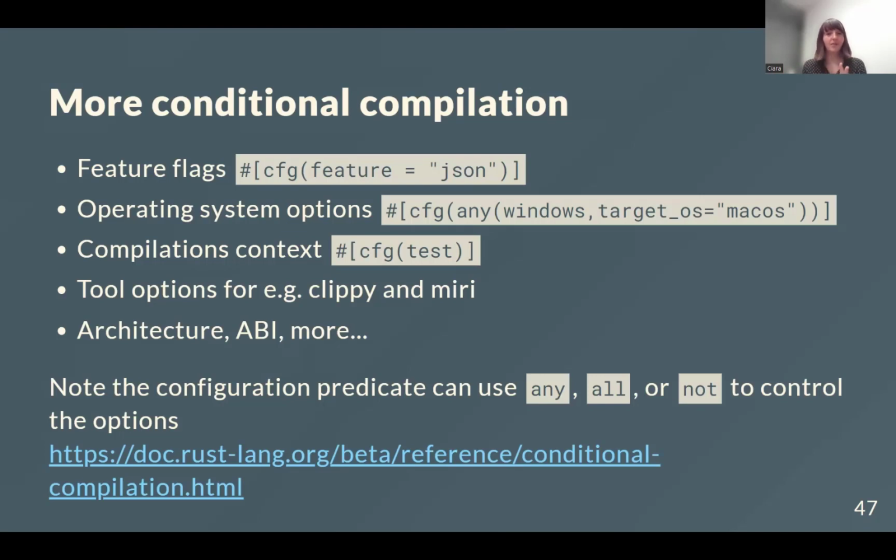And each of those is kind of a configuration predicate. So in this second example for operating system options, you see how it says any of Windows or target OS, Mac OS, but it could be all, or it could be not if you want to negate, so not do it if the feature is there, for example. And all would mean if you had several feature toggles and you only want to enable something if all of them are on, then that's what you would use that for. So check out the reference doc on conditional compilation if you want to see more about those.